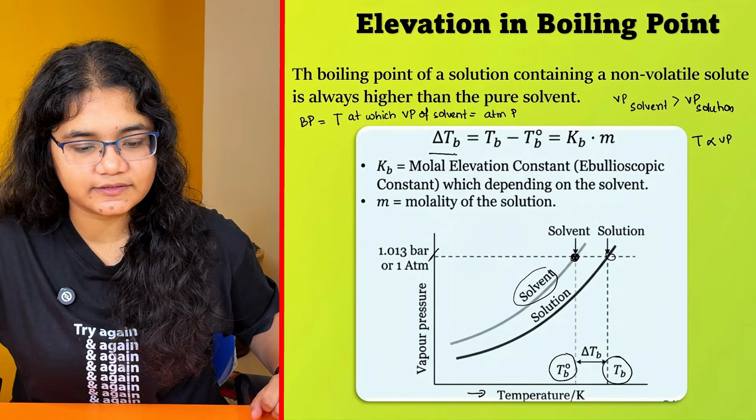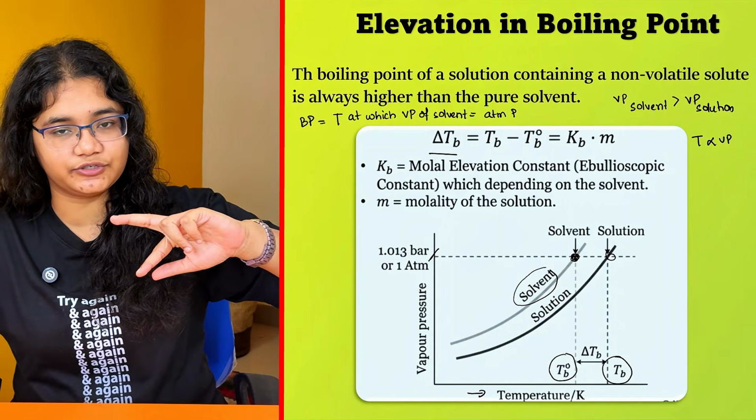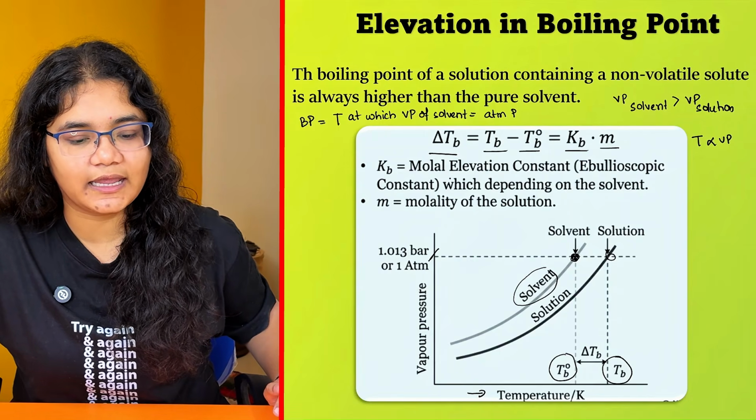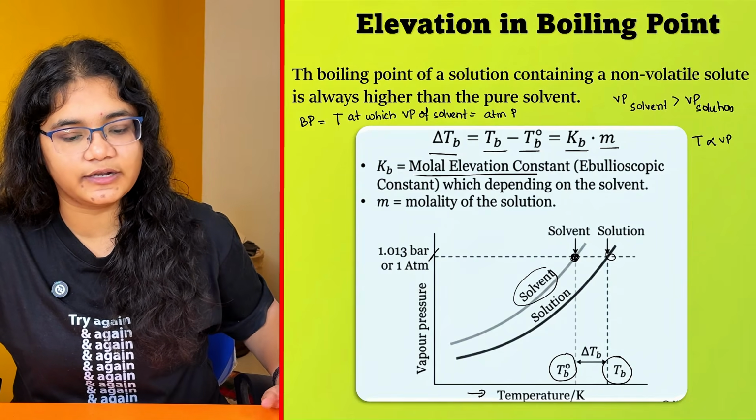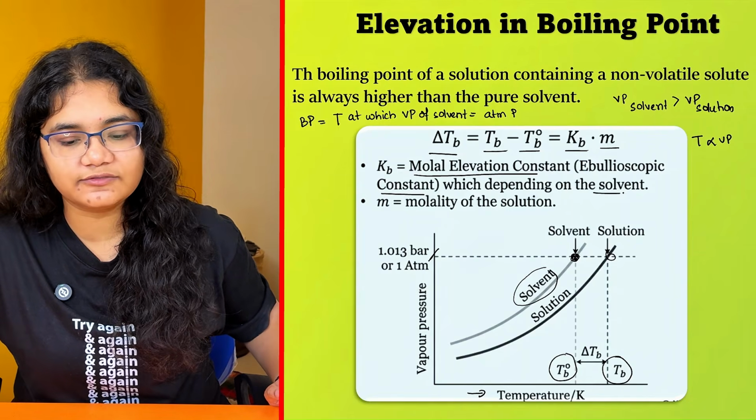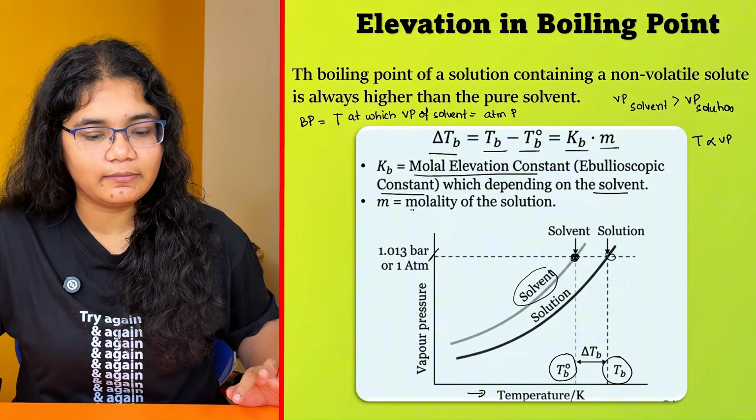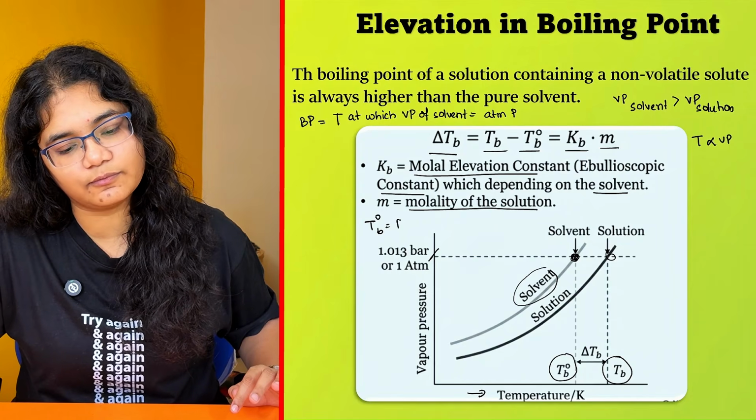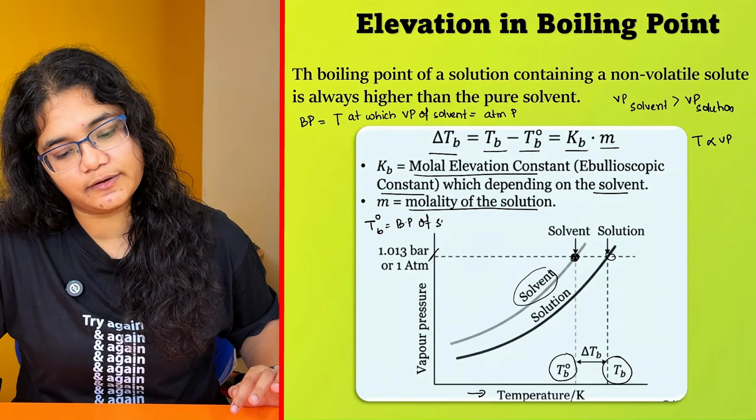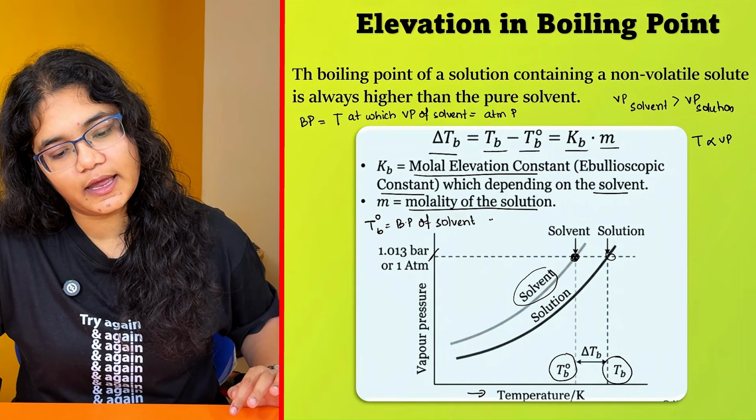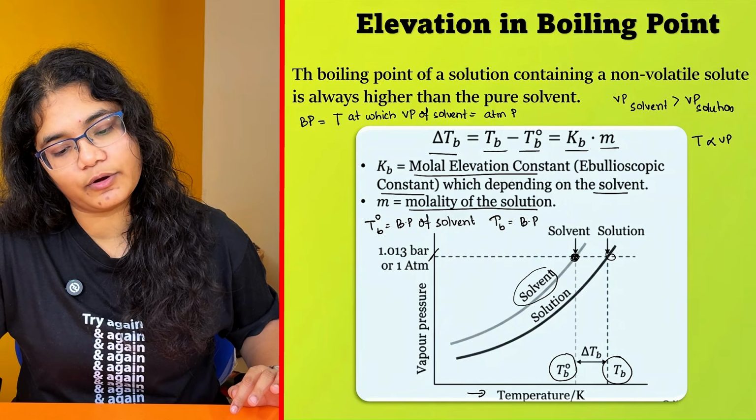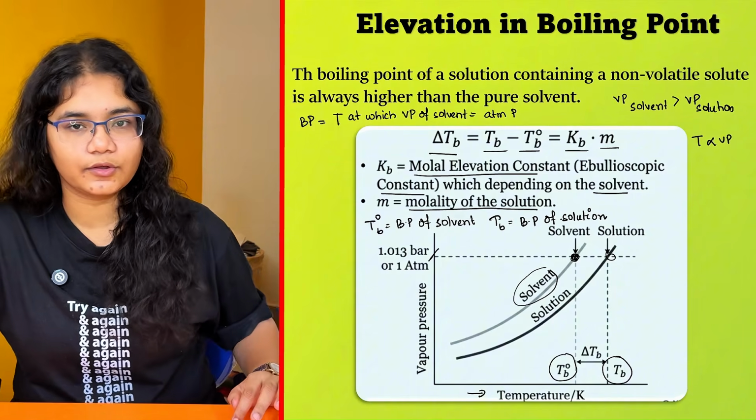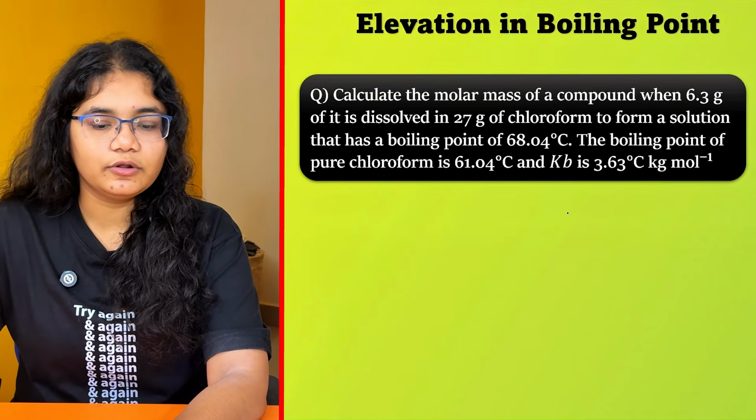Delta TB, the difference between the new boiling point and the original boiling point, is TB minus T0B, equal to KB times m, where KB is the molal elevation constant, also called the ebullioscopic constant. For a particular solvent the value is fixed, and m is the molality of the solution. T0B is the boiling point of the solvent, and TB is the boiling point of the solution. Okay, clear?